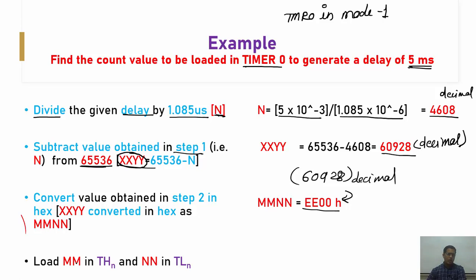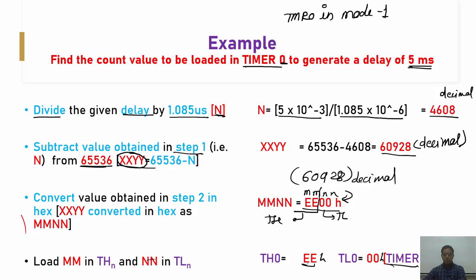And what is the last step? Load MM into THn and NN into TLn. Now this obtained result I am going to term as MMNN. So what we have to do? This upper part I am supposed to load into the higher 8 bits, and this lower part into the lower 8 bits. Here, as we are using timer 0, TH0 is now EEH and TL0 is now 00H. In this way, timer 0 is going to hold the value EE00H. So in this way, we can calculate the count value that is required and needs to be loaded into the timer for the operation.